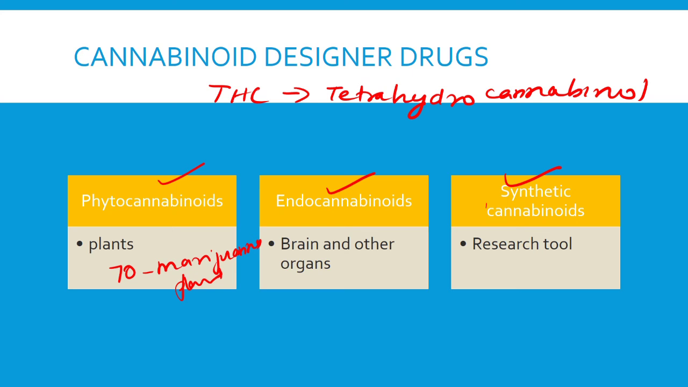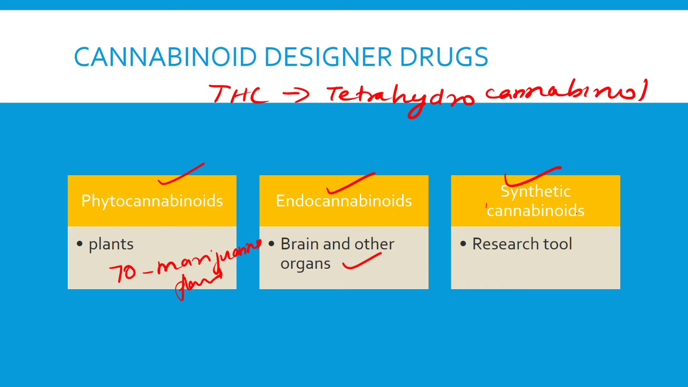The second one is endocannabinoids. These are produced by the brain and other organs, and the body produces seven or more endocannabinoids, two of which are widely distributed and function in cannabinoid signaling. These resemble, but are not identical to, cannabinoids of plant origin. So these endocannabinoids are not of plant origin, but they resemble plant-origin ones, and they are produced by the brain and other organs.